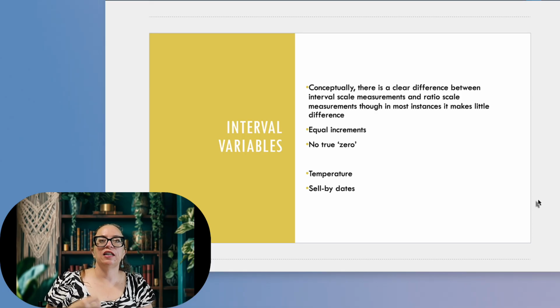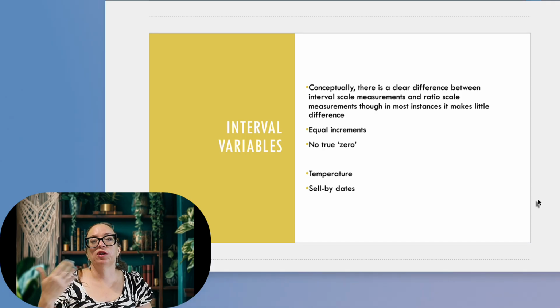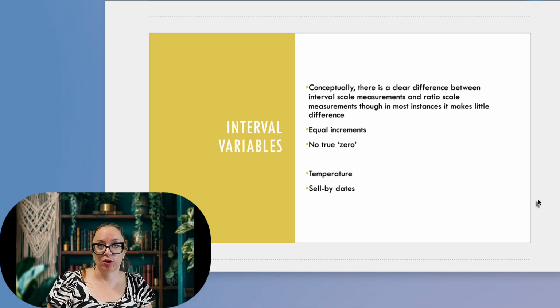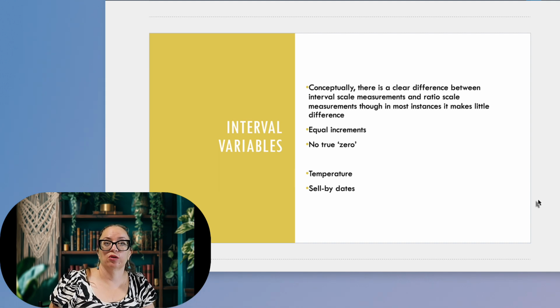The difference is that interval variables do not have a clear or true 0 point. So what does that mean? That means that we don't have a 0 that means the absence of whatever it is that we're measuring. There is no absence, okay? There's no 0. It's not possible. So I have a couple of examples here.